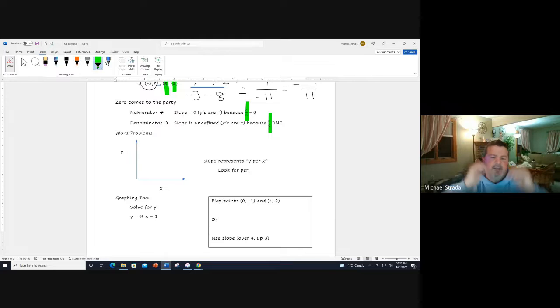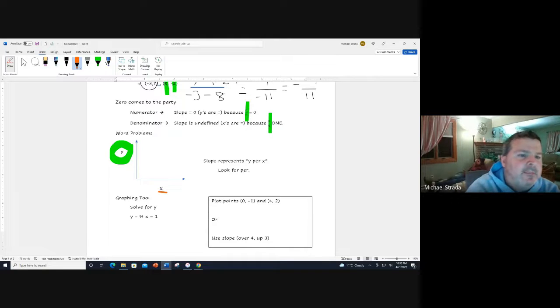Now when you get to the word problem section, remember your vertical is your y, your horizontal is your x. So basically your slope represents y per x. The key word there is per. Look for that, whether it's a time or a dollar, whatever the y is: items per dollar, revolutions per minute, whatever it is. That's what you're looking for in the real world. So it's just the y over x.